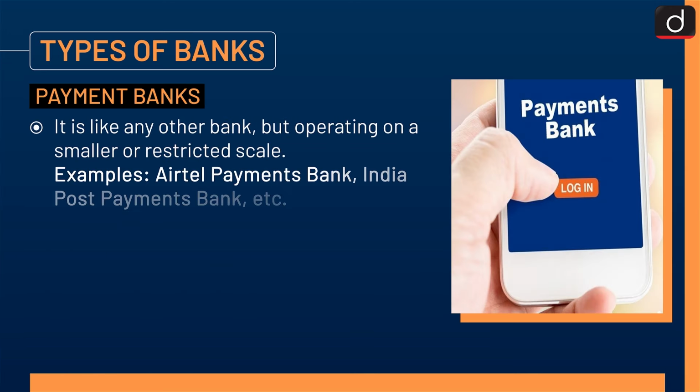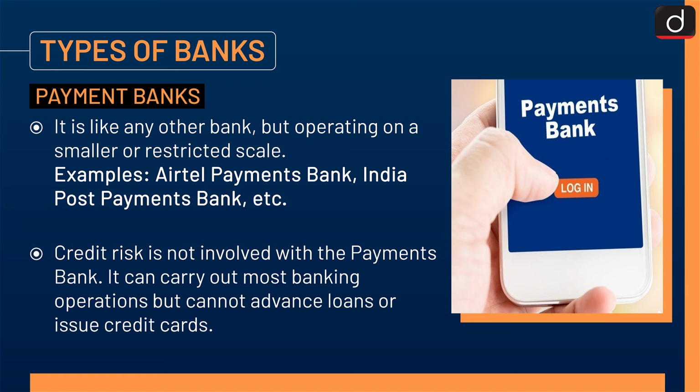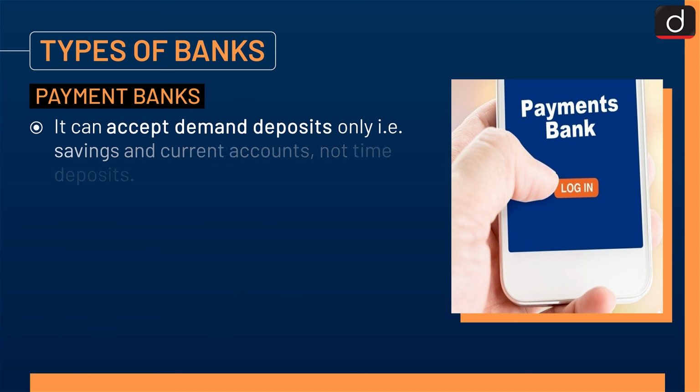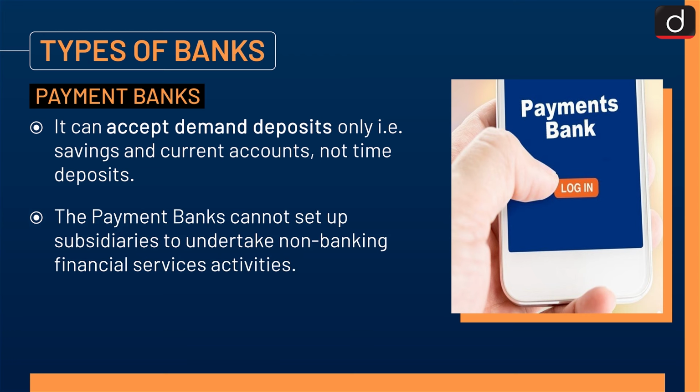Next are payment banks. It is like any other bank but operating on a smaller or restricted scale. Examples are Airtel Payments Bank, India Post Payments Bank, etc. Credit risk is not involved with the payments bank. It can carry out most banking operations but cannot advance loans or issue credit cards. It can accept demand deposits only, that is, savings and current accounts, not time deposits. The payment banks cannot set up subsidiaries to undertake non-banking financial services activities.